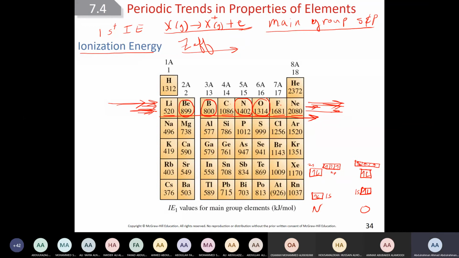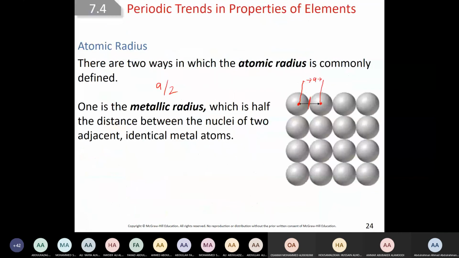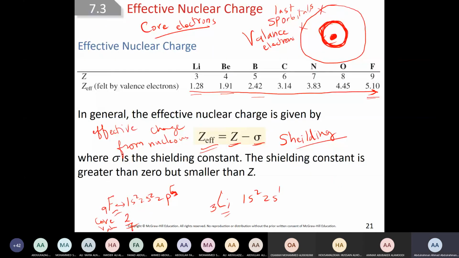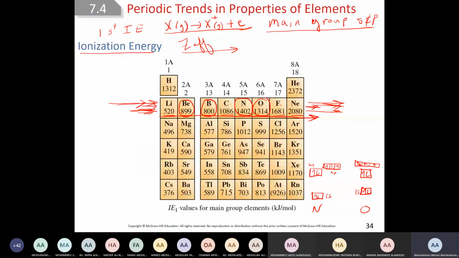Now I want you to tell me why oxygen, let's go back to Z effective. What is Z effective of oxygen? 4.45. Which one is more? Oxygen. Which one should attract the valence electron more? Oxygen. Then why in this case is taking the electron away easier in oxygen than in nitrogen? There is another reason. Look at the electronic structure and tell me what you think the reason is.